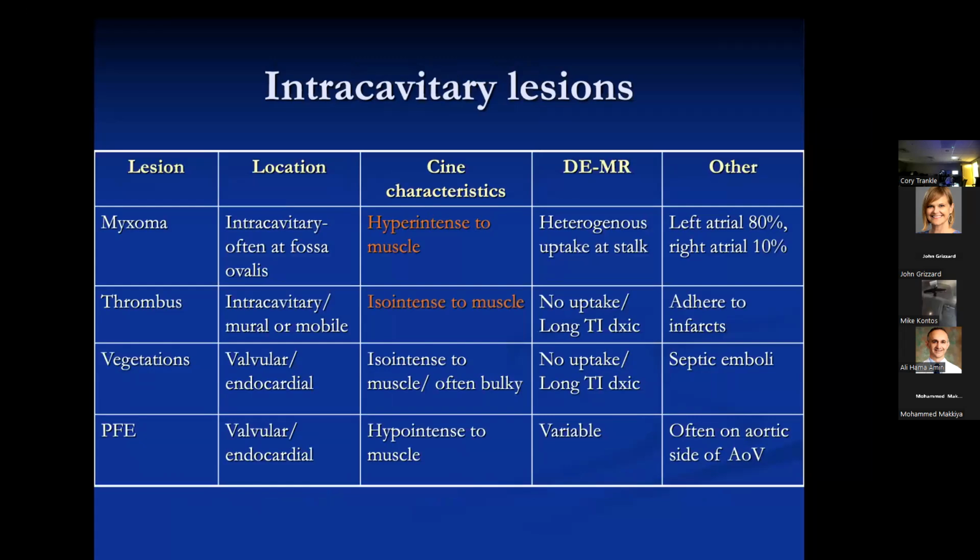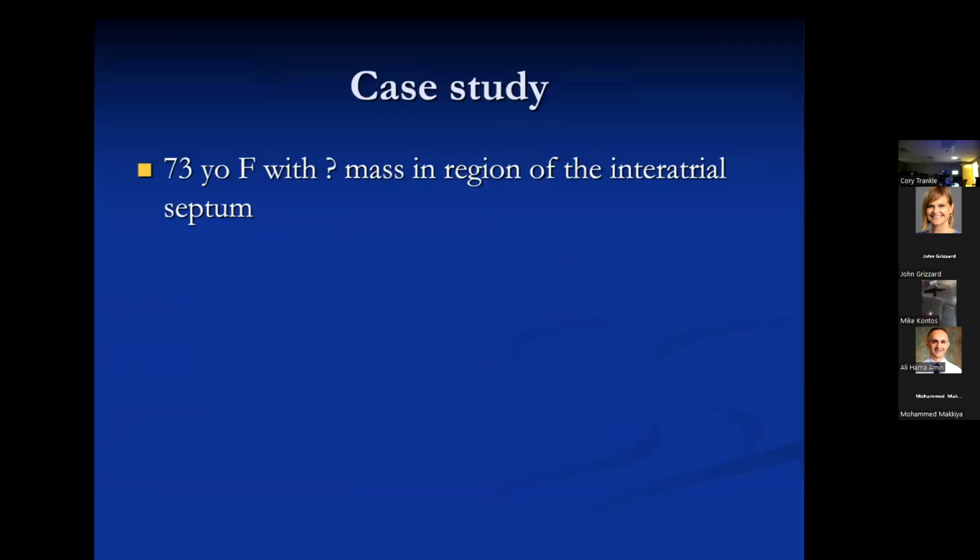Okay, so here are our intracavitary lesion differentials, the main one being myxoma versus thrombus, myxomas being brighter than muscle, thrombus being isointense. The other ones are more valvular lesions, that is vegetations and PFEs, and so they're usually not a big diagnostic distinction. Usually the patient's clinical condition will allow you to differentiate those. And all of those are benign, right?